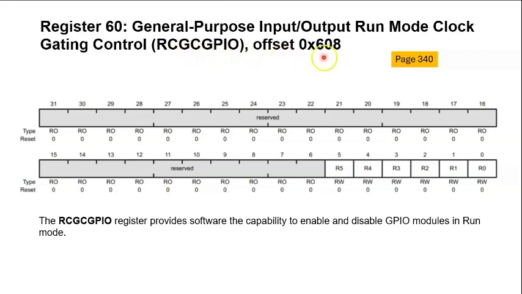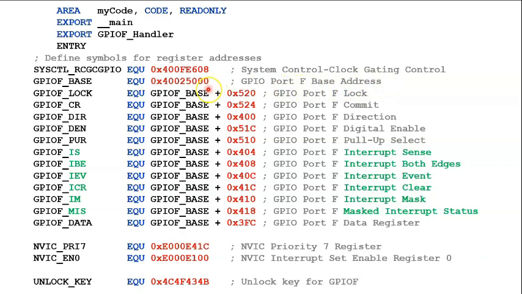It has an offset of 608 hexa, and I've taken this diagram from page 340 of the datasheet. As you can see, the RCGC GPIO register is a 32-bit register, and only bit 0 to bit 5 are used, and basically the register provides software the capability to enable and disable GPIO modules in run mode.